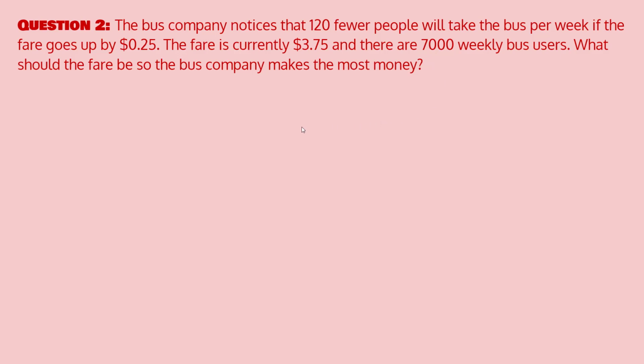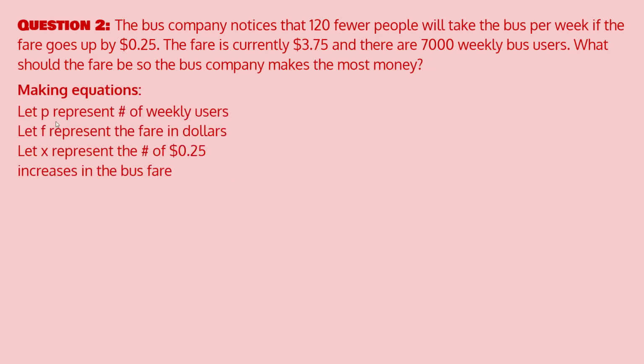So again, let's start by looking at what the variables are here and try to make an equation that represents the revenue, the money coming into the company, in terms of just one of the variables. I'm going to say let P represent the number of weekly users because P stands for people. That's changing because we're starting at 7,000 and then we're subtracting 120. And let F represent the fare in dollars. Again, that's changing because we're increasing the fare by 25 cent intervals.